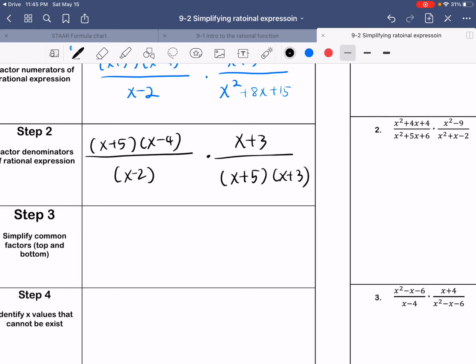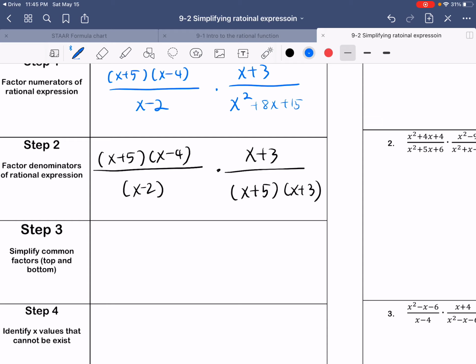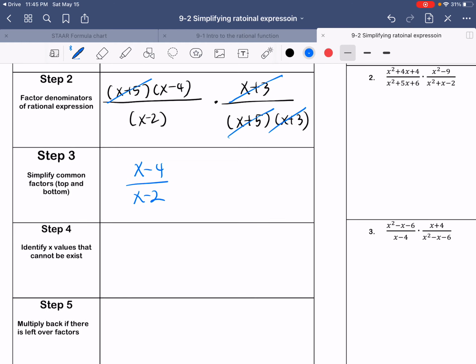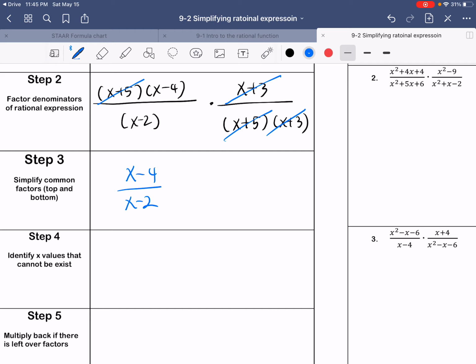Alright, now let's simplify with the common factors. Remember, you can cross out one on the top and one on the bottom like that. So x plus 5 will be cancelled out, and x plus 3 will be cancelled out like that. And what do we have on the top? x minus 4 and x minus 2 left over. So we have x minus 4 over x minus 2, where x cannot be equal to positive 2.